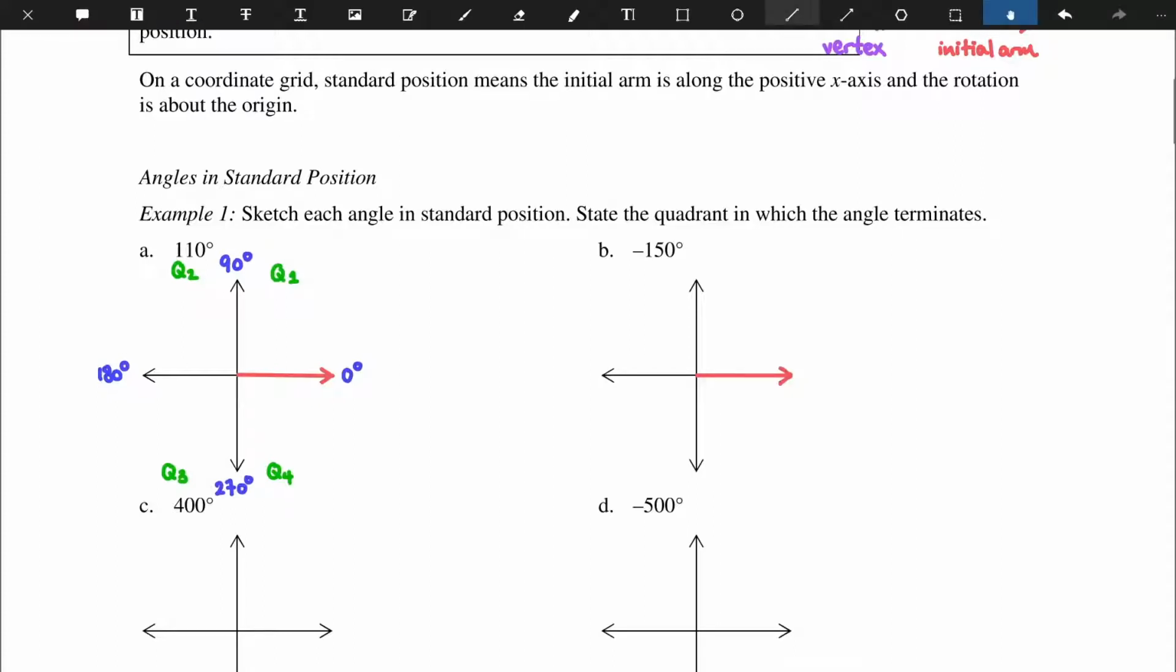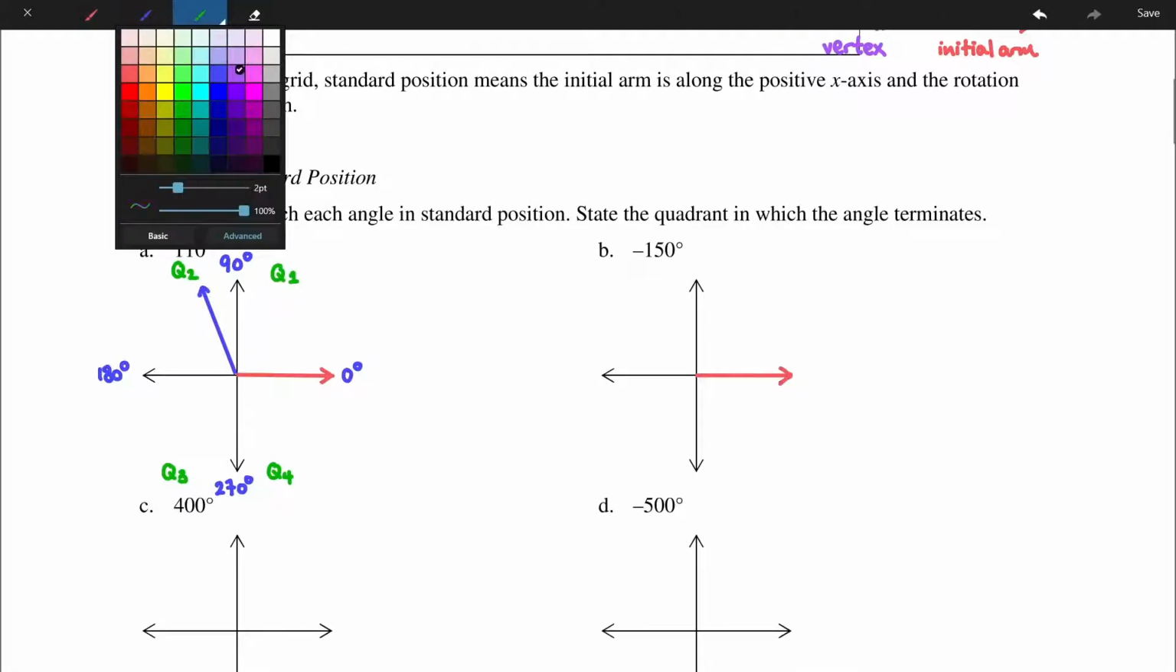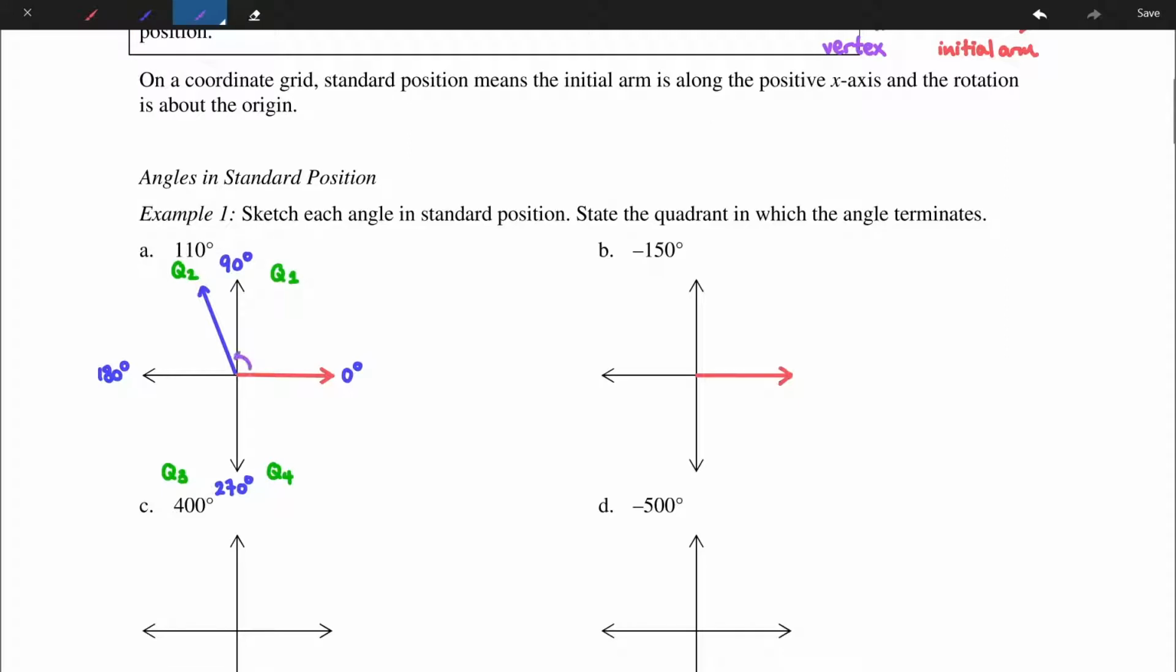So in this case, the terminal arm will be 110 degrees from 0. So it should be somewhere in quadrant 2, and this would be a reasonable sketch. Let's go ahead and add in here 110 degrees. So likewise, we can also work in the negative direction. So again, this is 0 degrees. Also here, positively, this could also be 360 degrees if we complete one full rotation.